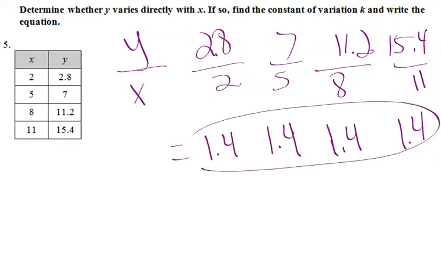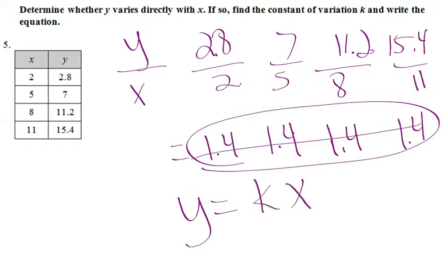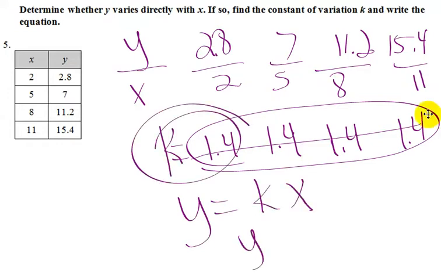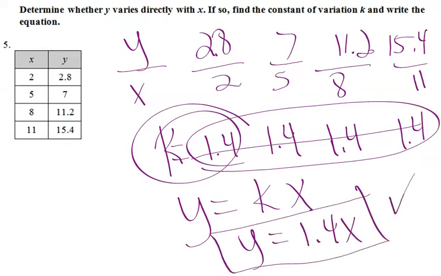Because this is a constant change, this is a direct variation. This is all the same number, so that becomes our k value. We know a direct variation is y equals kx, and this is our k value, 1.4. So our equation is y equals 1.4x. And that's our answer.